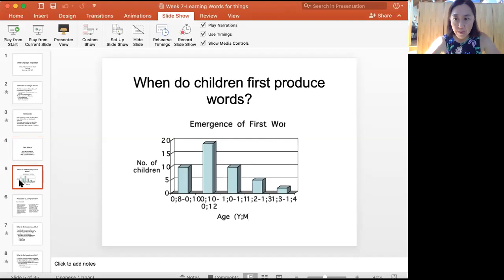This graph shows you when children's first words emerge. The x-axis is the time, in months. The first columns, 8 and 1, represent the time when children are 8 months old and 1 year old. The next column is between 1 year old and 1 year and 2 months. In that way, it shows the number of children who first started speaking at each age.